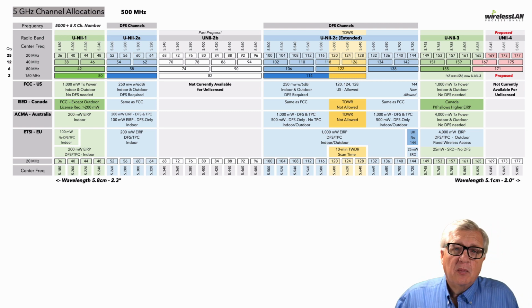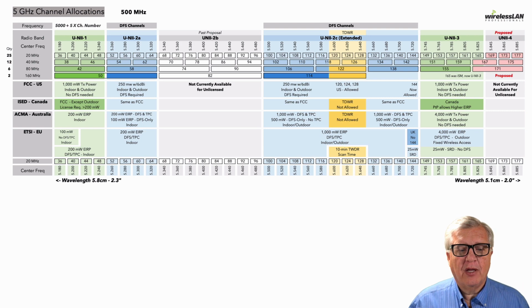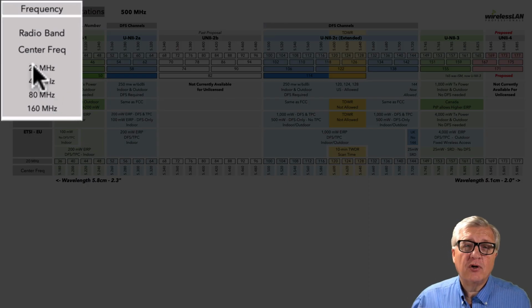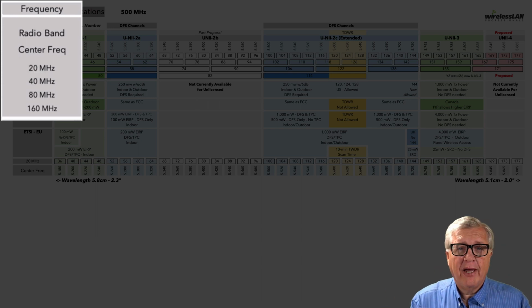Would have been nice, but we still have to play nice with all the other neighbors. Now, if you look down here, there's a 20 megahertz channel. And for 20 megahertz channels, obviously not very wide, only 20 megahertz wide. This 20 megahertz is for OFDM.